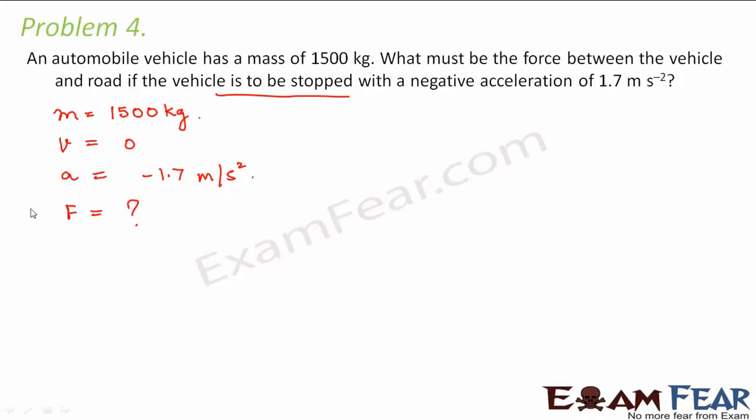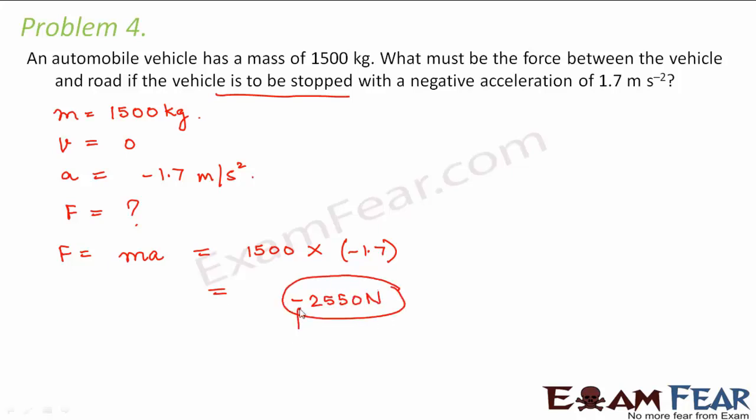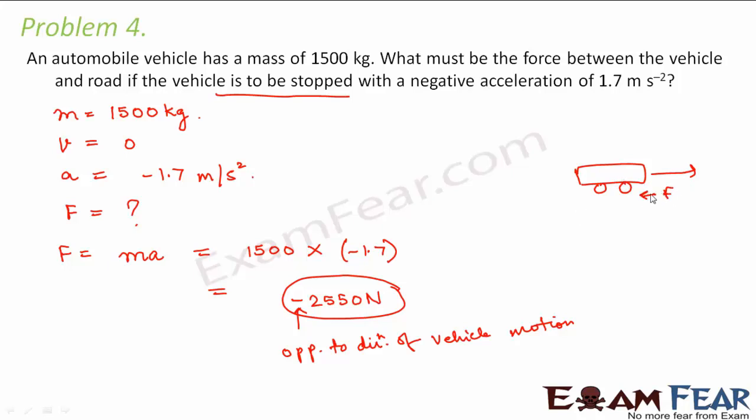So here if you see, the force acting on any object is given by Newton's second law, that is product of mass and acceleration. So here mass is given as 1500 and acceleration is given as minus 1.7. So this is minus 2550 Newton. So even here the sign is negative, which shows that the direction is opposite to the direction of vehicle motion. So the direction in which the vehicle is moving, let us suppose the vehicle is moving in this direction, so this force will be acting in the opposite direction. And that is how the vehicle will actually come to stop.